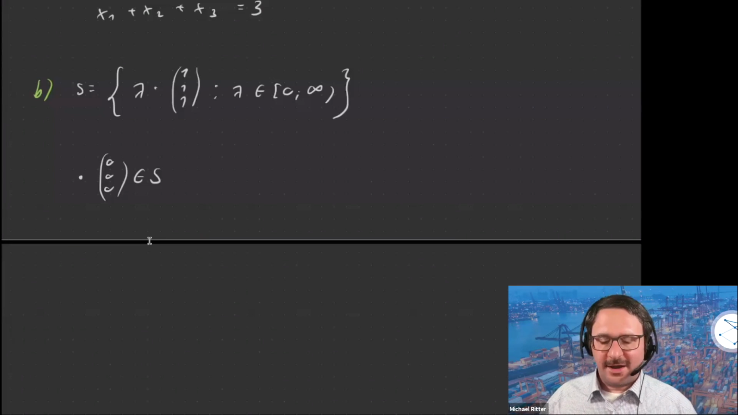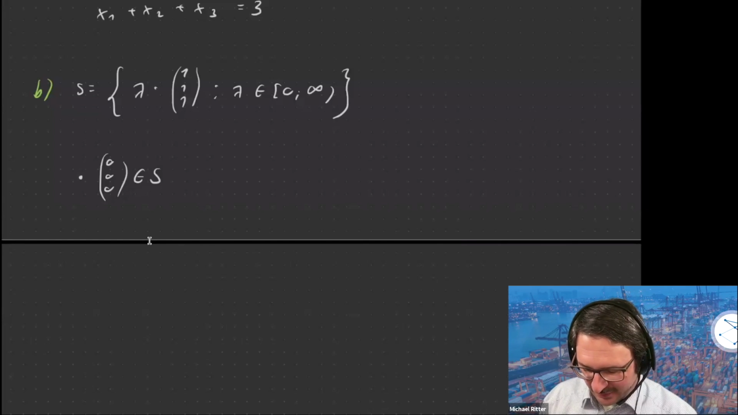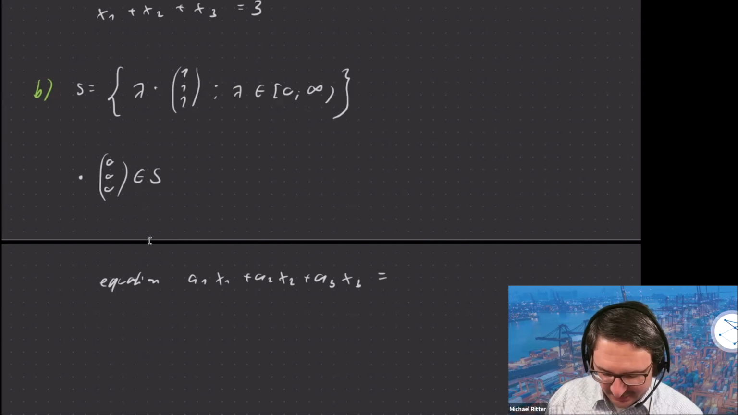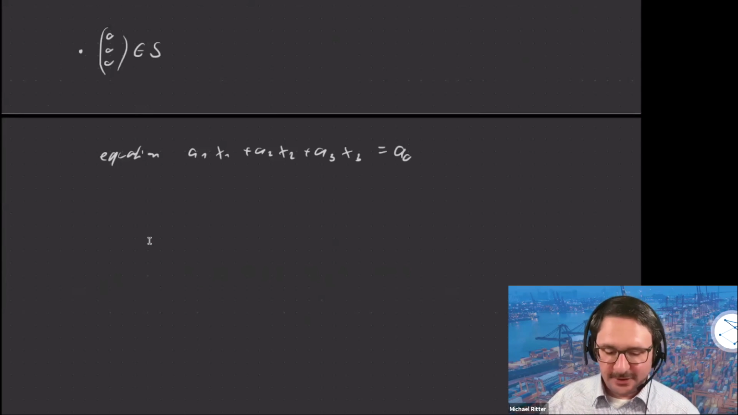That means if I have an equation that looks like, say, a1 x1 plus a2 x2 plus a3 x3, that's one equation in my system. And some right-hand side, let's say 0 is the right-hand side. And I substitute that 0, 0, 0 in there.